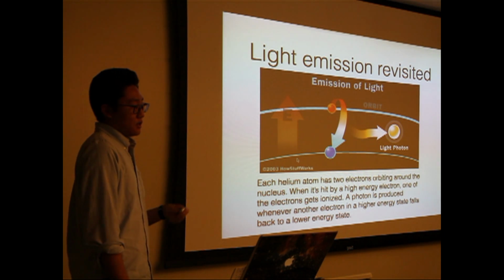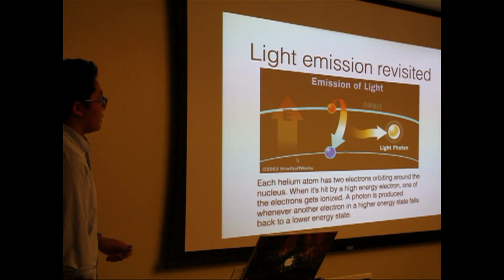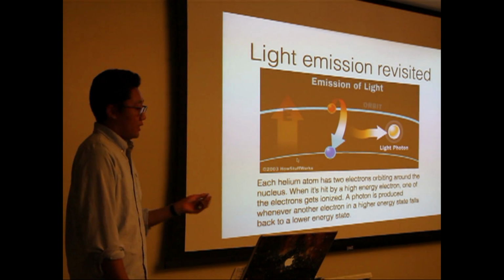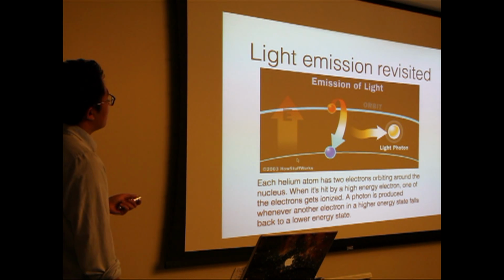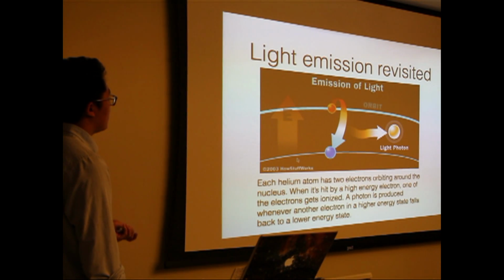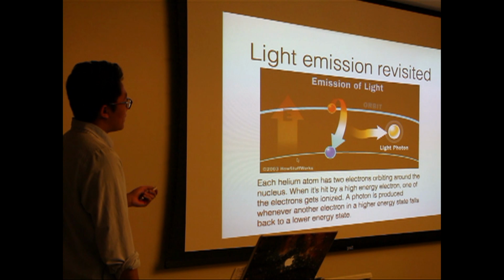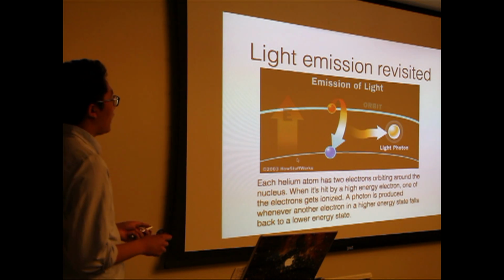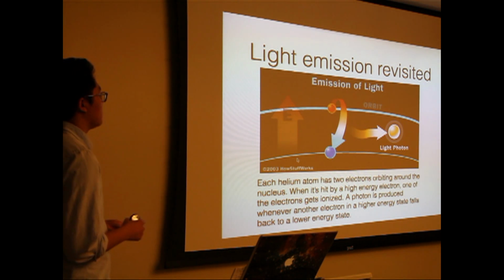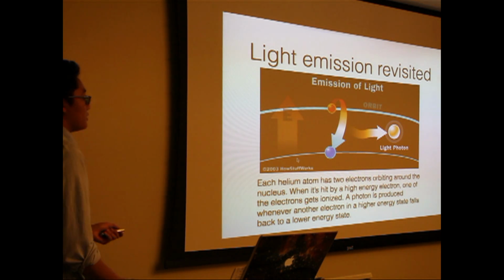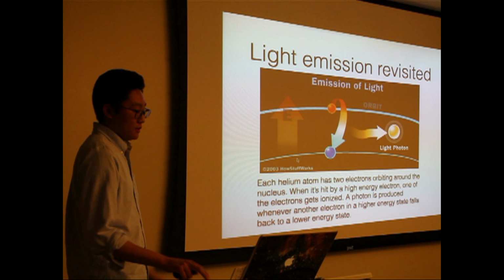Well, back to the light emission process, the concept is that each helium atom has 2 electrons orbiting around the nucleus, and when one of the electrons is ionized, the other one has to jump from a higher energy level to a lower energy level. This process will produce a light photon. That is the reason we observe the light emissions.